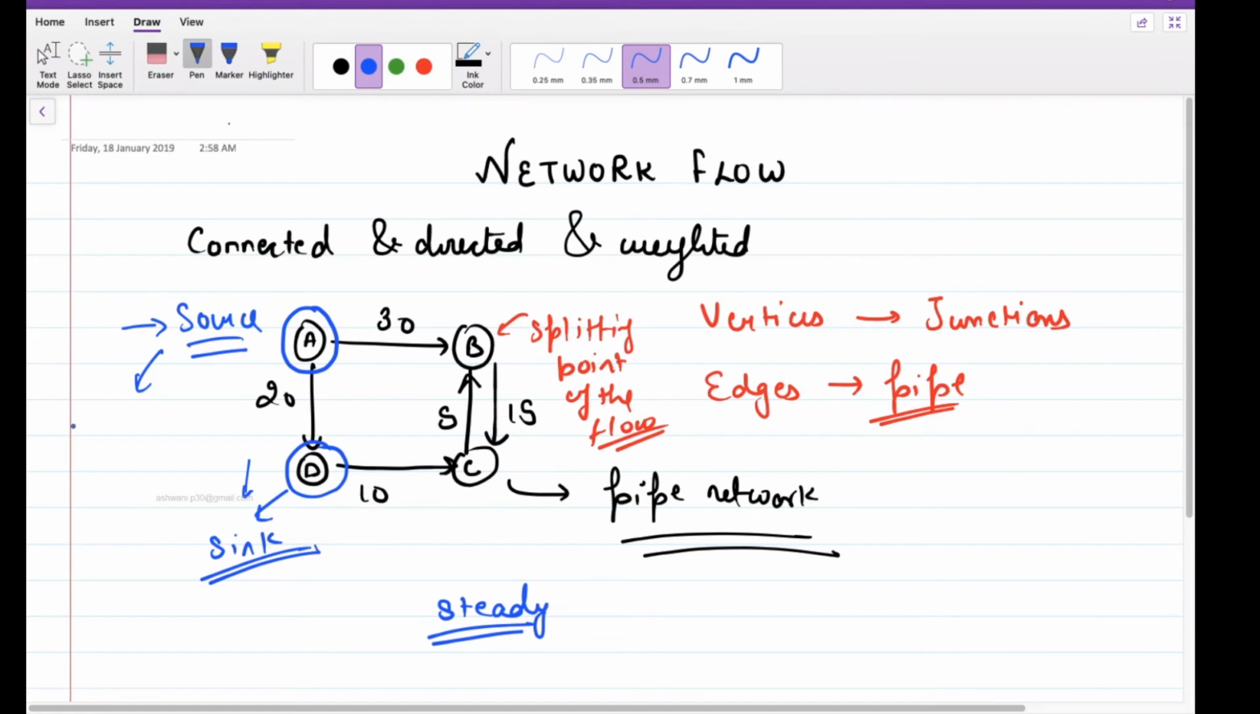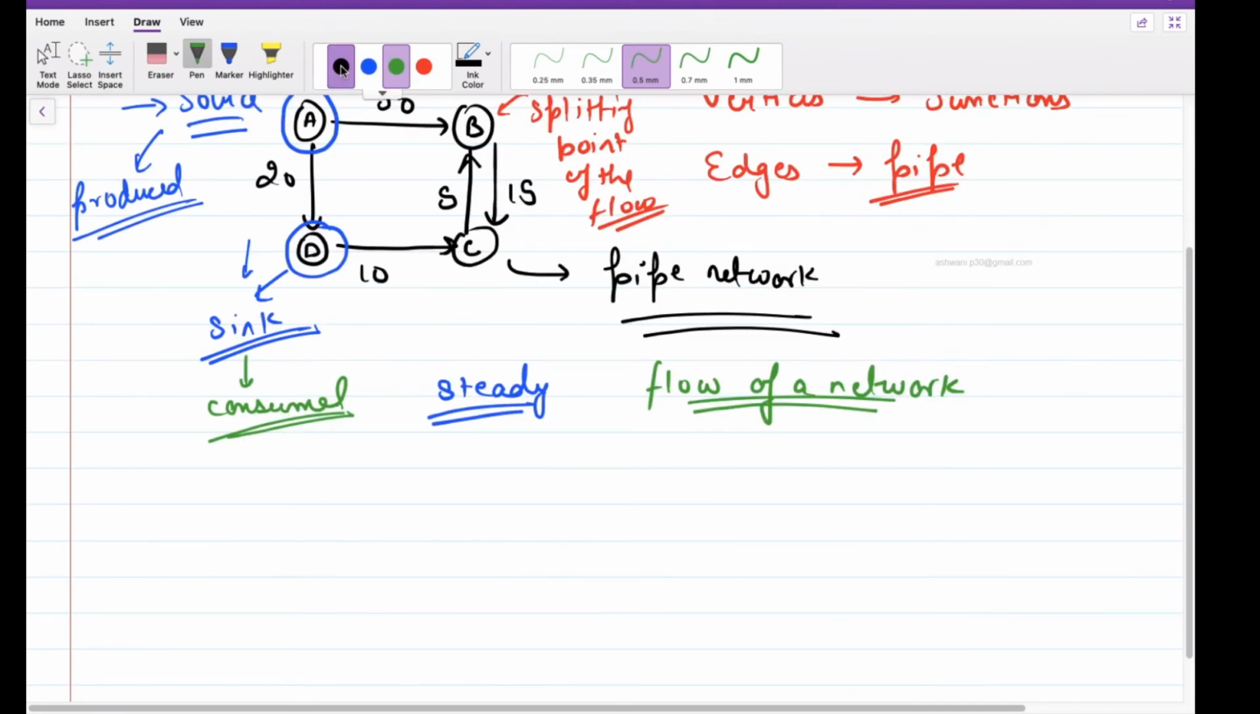The flow of the material at any point in the system is intuitively defined as the rate at which the material flows. So flow is defined as the rate at which material flows in the system.